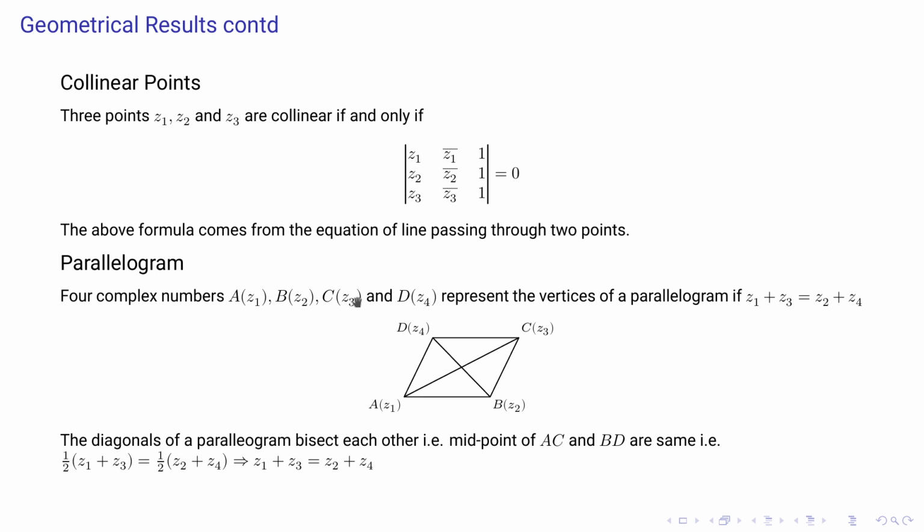For a parallelogram, we have 4 points z1, z2, z3, z4, and these will represent the vertices of a parallelogram if z1 plus z3 is equal to z2 plus z4. So we know that the diagonals of a parallelogram bisect each other. That means this point will be the midpoint of BD and AC both. That means from the midpoint formula we have just found, half of (z1 plus z3) is equal to half of (z2 plus z4). That is z1 plus z3 is equal to z2 plus z4.